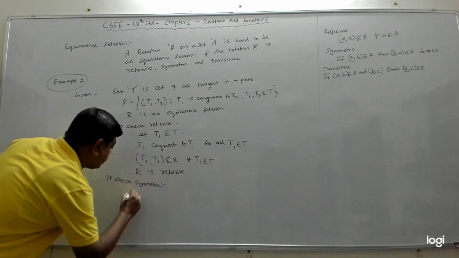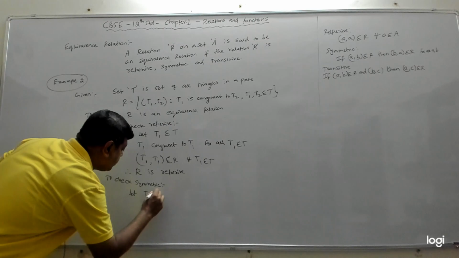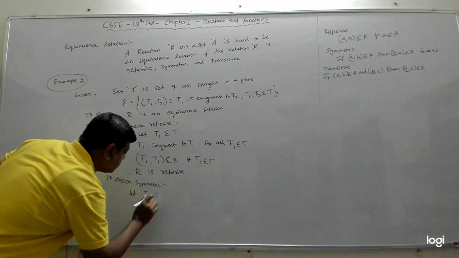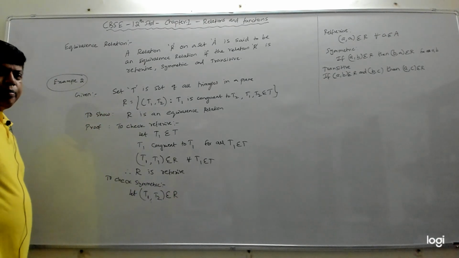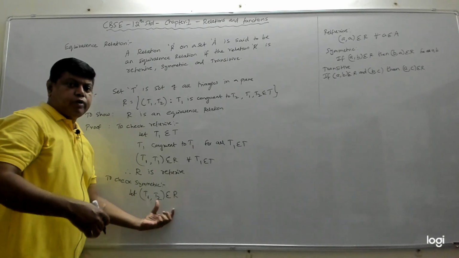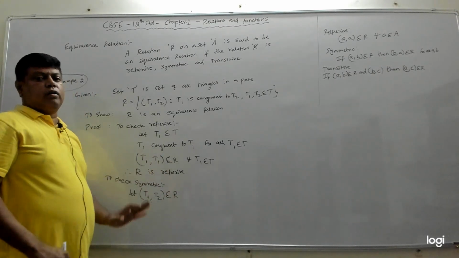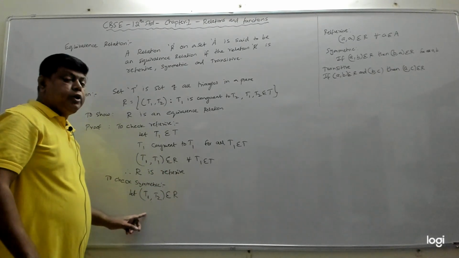So we will say let (T1, T2) belong to R. I am taking one element from R. Now what should we prove? We should prove the reverse is in R. We should prove (T2, T1) belongs to R.